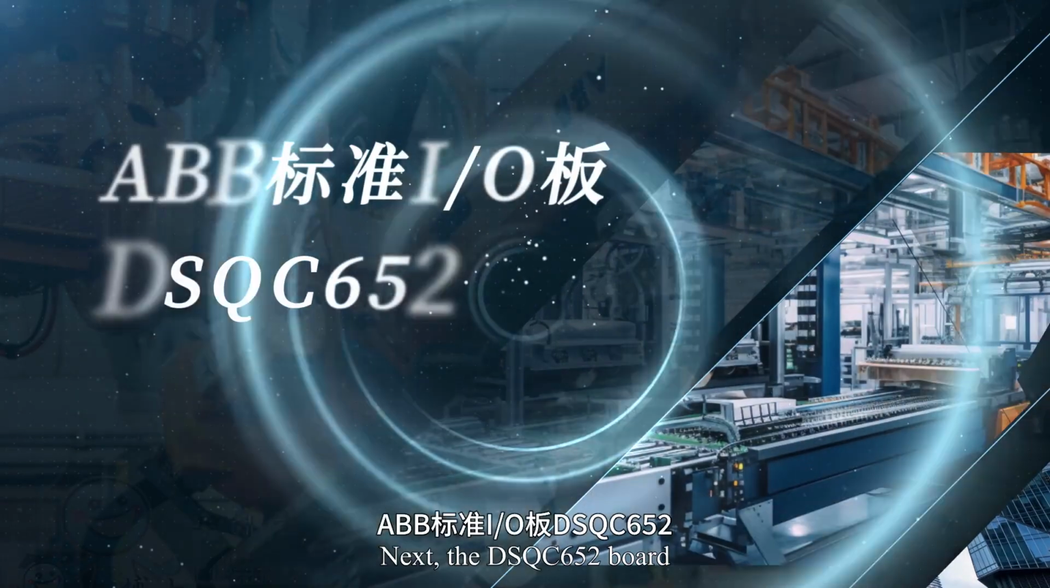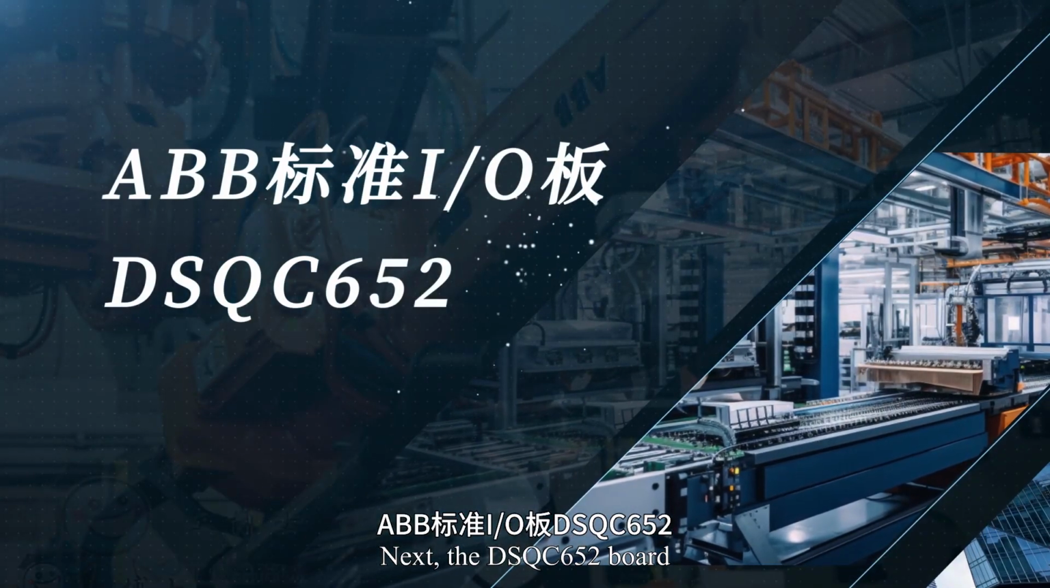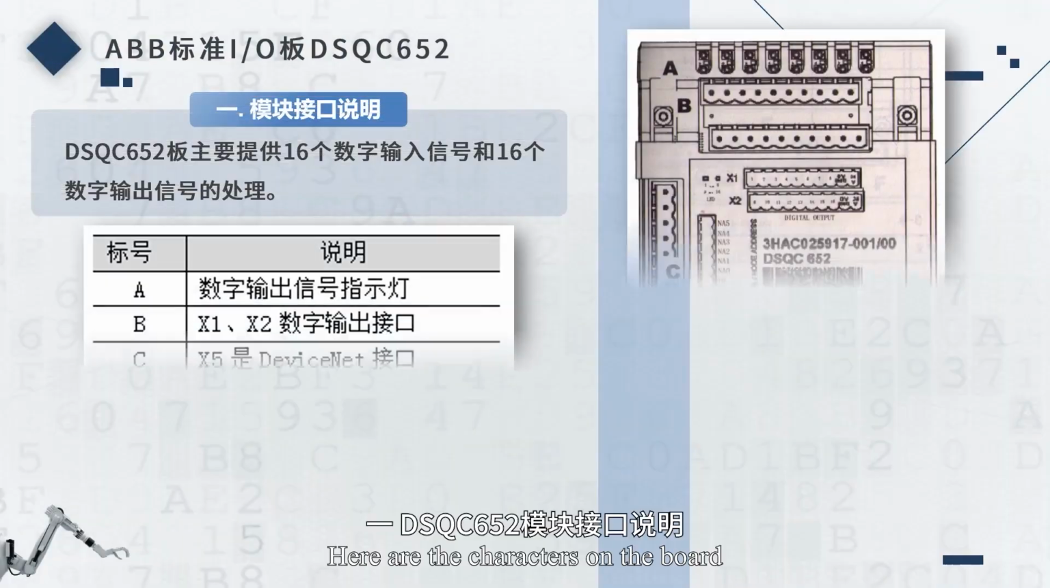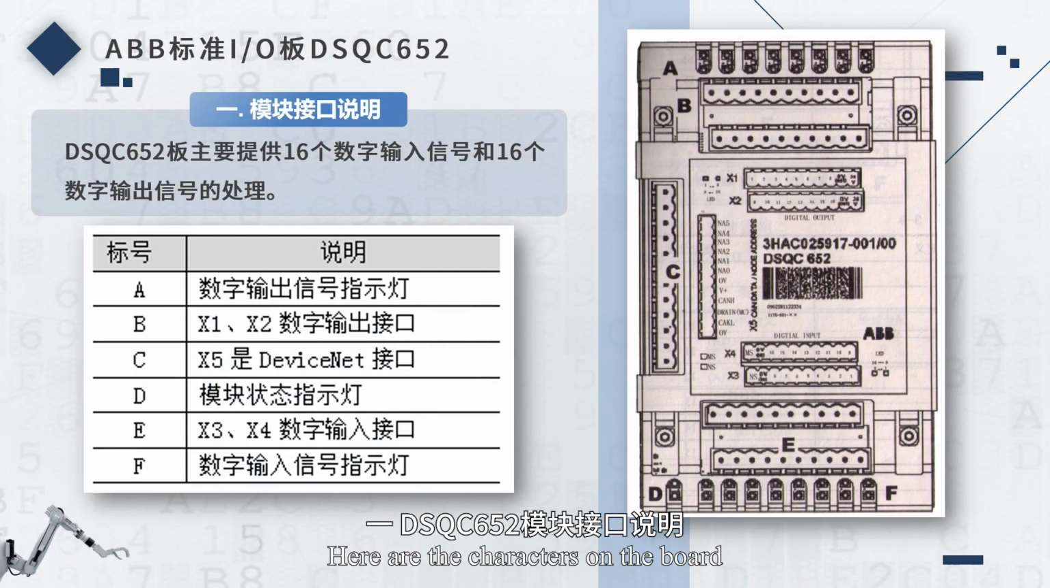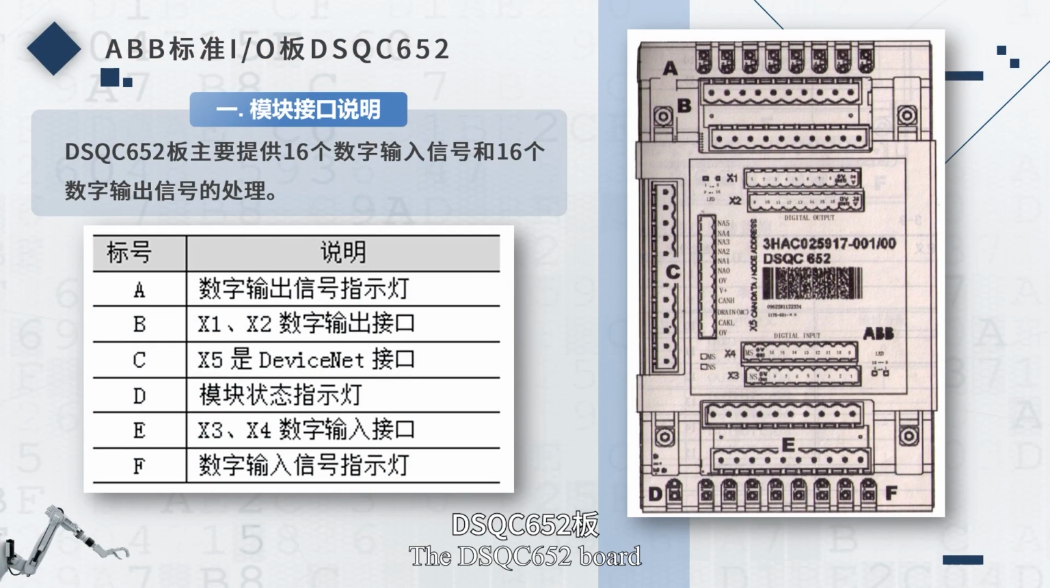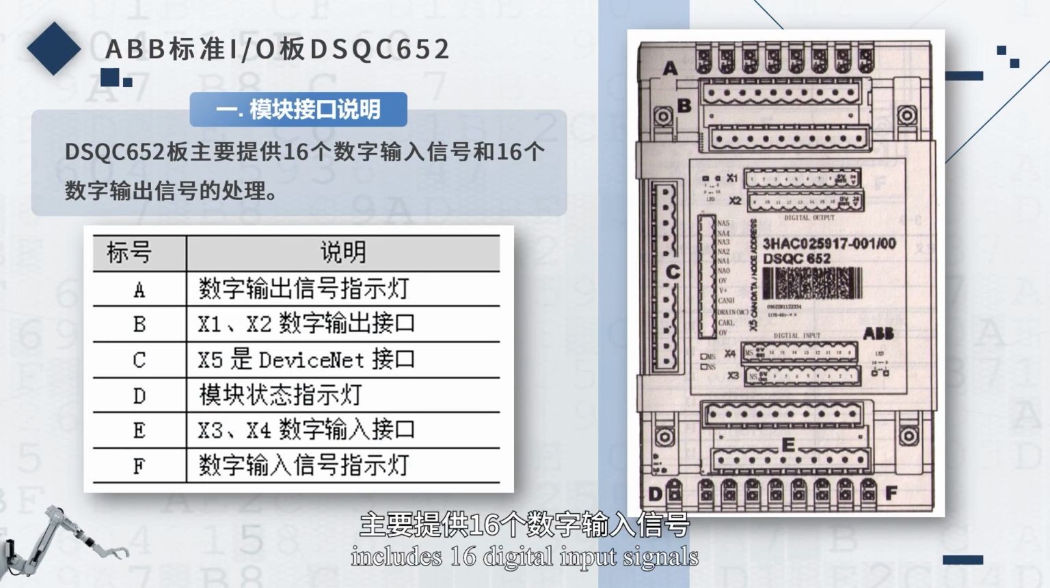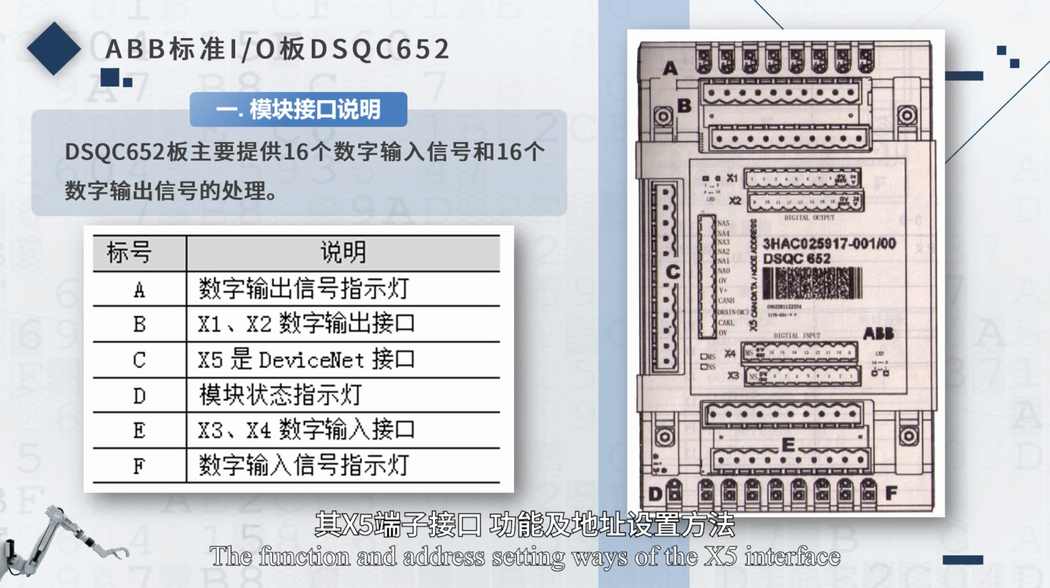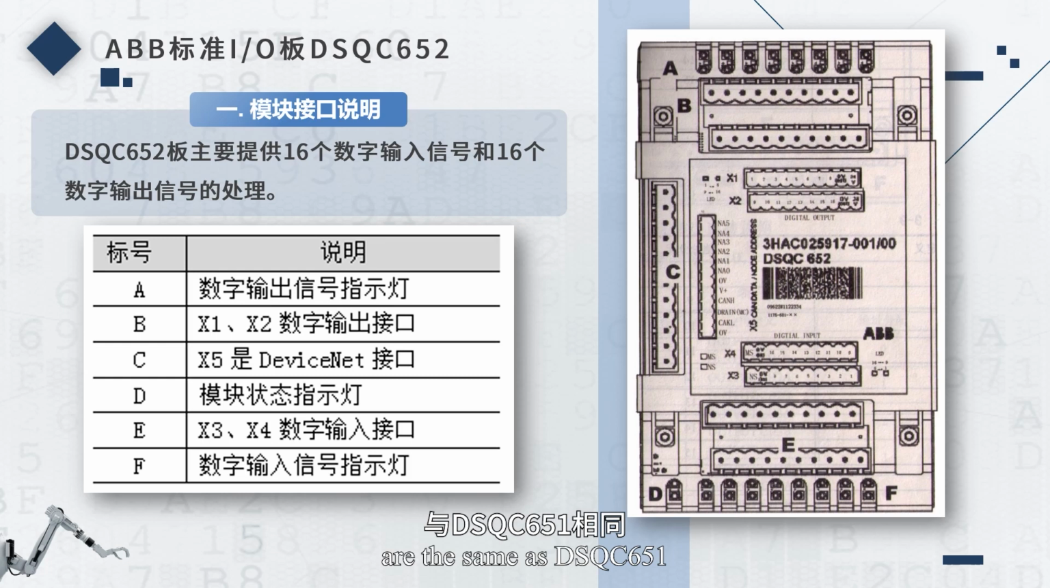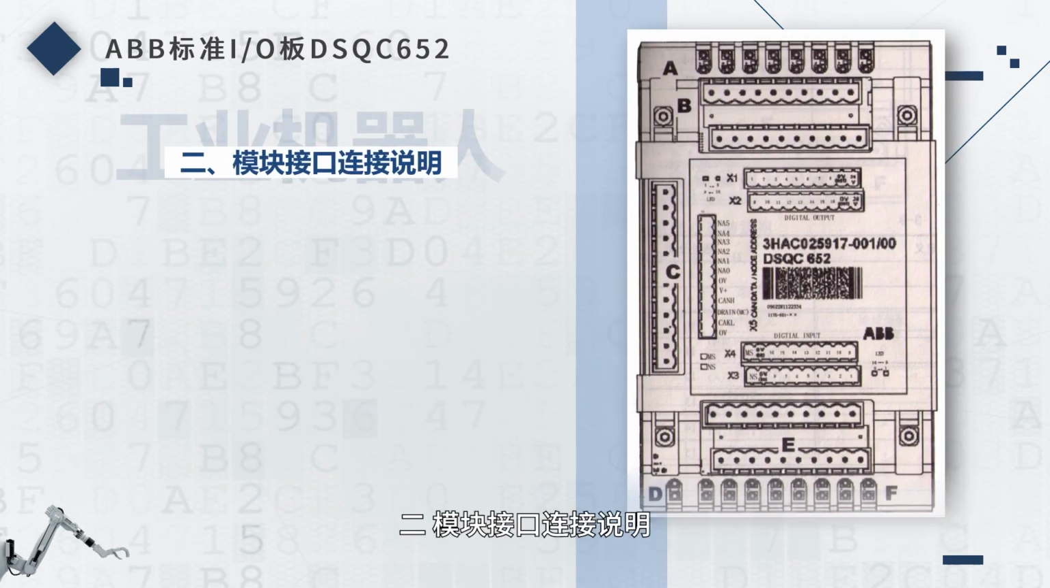Next, the DSQC652 board. Here are the characters on the board. The DSQC652 board includes 16 digital input signals and 16 digital output signals. The function and address setting ways of the X5 interface are the same as DSQC651. Next are the connection interfaces.